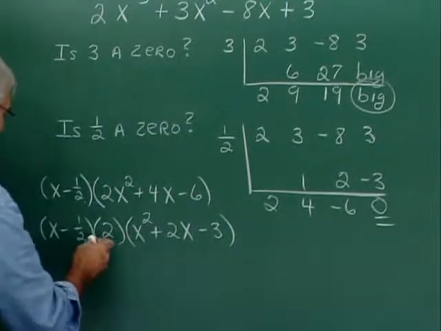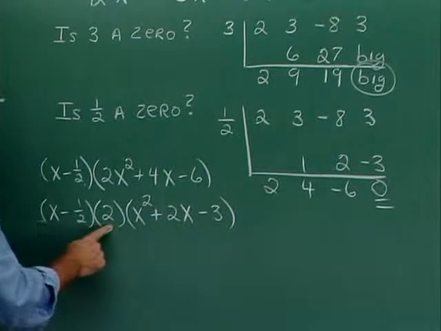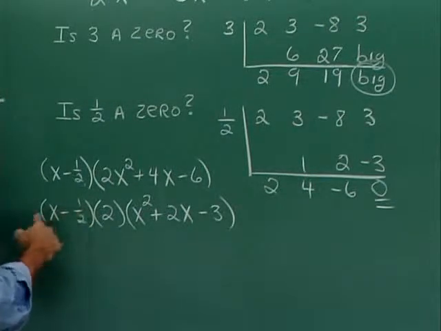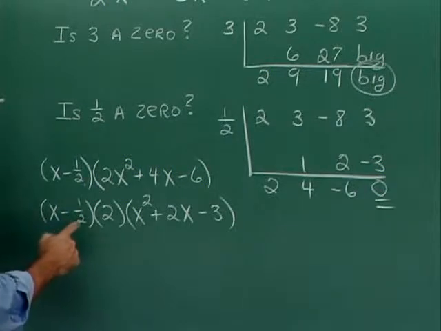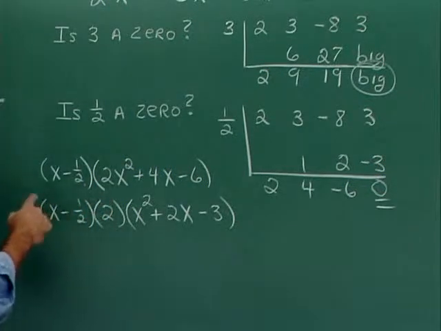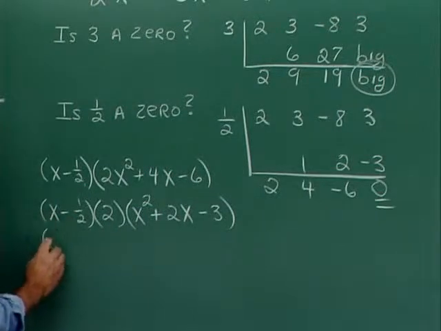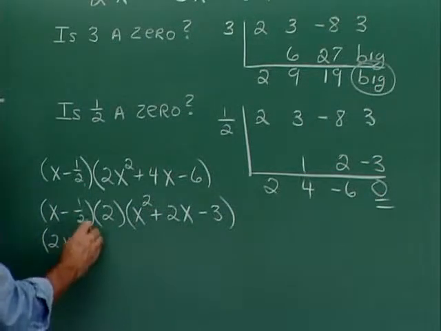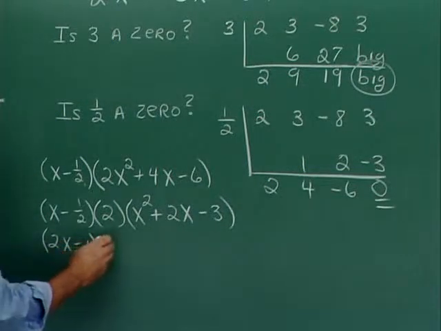I want to show you something here about this 2, this constant 2. Notice what happens if we multiply this 2 into this binomial factor. It'll clear the fraction, you see. And that's often the case when we have a fraction as a 0. So 2 times x minus a half is 2x minus 1. And we're a little more accustomed to seeing binomial factors in this form.